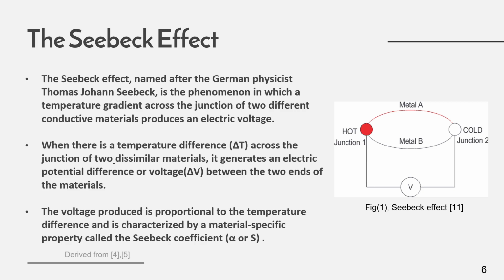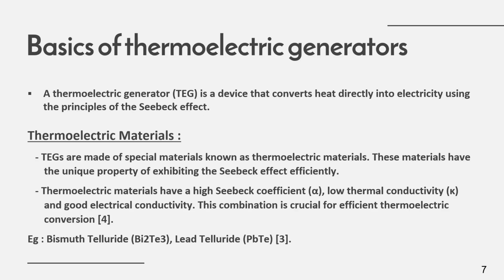and it is represented by the letter alpha or S. Coming on to the basics of thermoelectric generators, these devices are built using a special type of materials called thermoelectric materials. These materials have special properties such as high Seebeck coefficient, low thermal conductivity, and good electrical conductivity. This combination is crucial for efficient thermoelectric conversion, and some examples of materials which hold these properties are bismuth telluride and lead telluride.